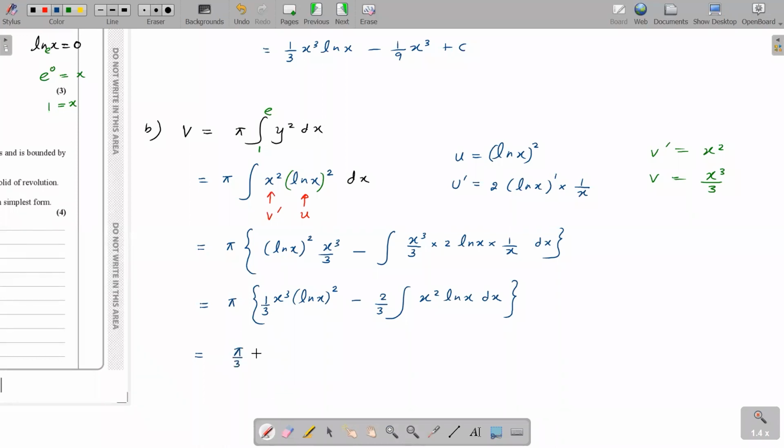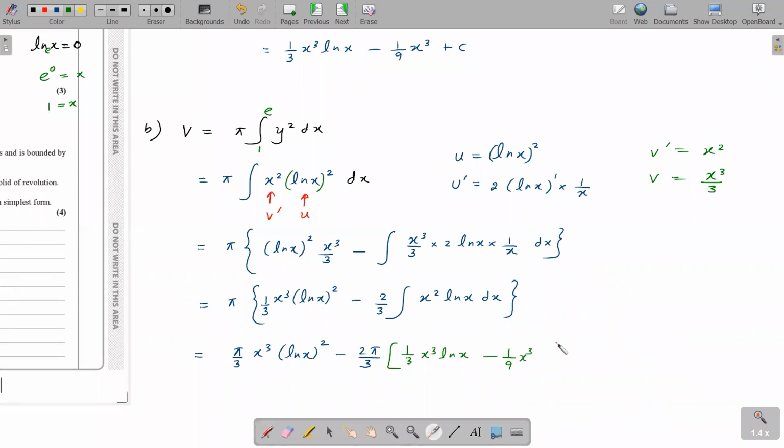Pi over 3 x cube ln x square minus 2 pi over 3. You can see I multiplied the pi inside to both the terms. And integration, when you integrate, you must input the answer we got here, 1 over 3 x cube ln x minus 1 over 9 x cube.